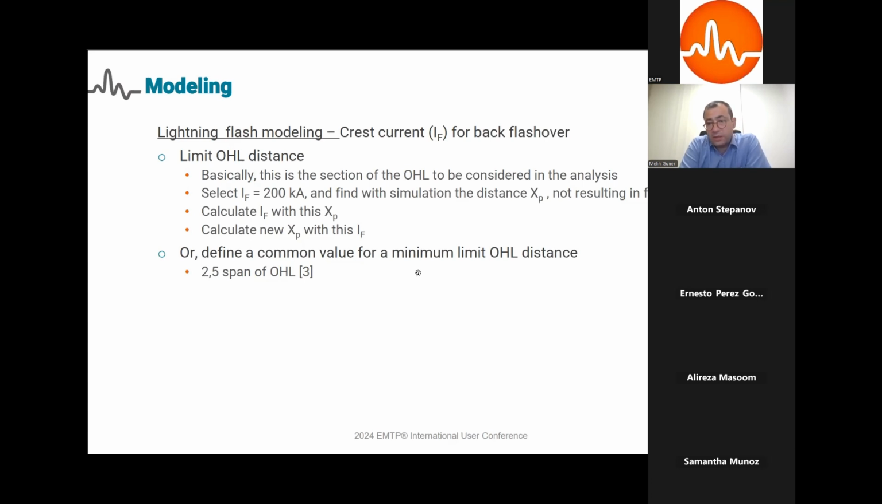Another solution is to use the minimum limit overhead line distance given in the IEC standard as 2.5 spans of overhead line. In this case study, we have tried both of these selections, and we have used the minimum value, which turned out to be larger than the value found from the iterative solution. So we used 2.5 spans of overhead line.